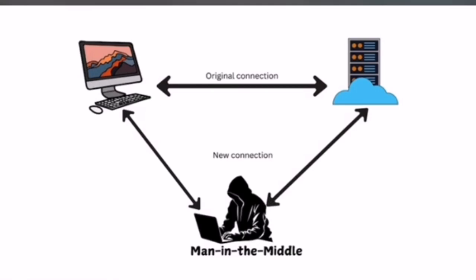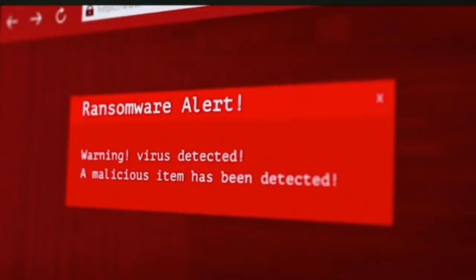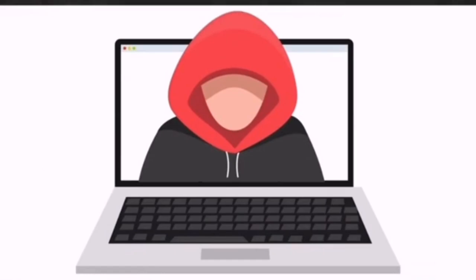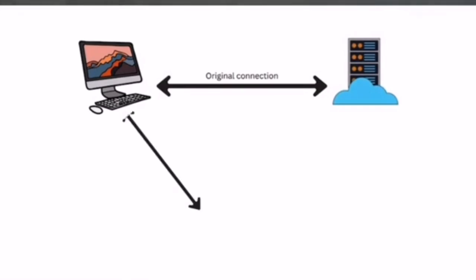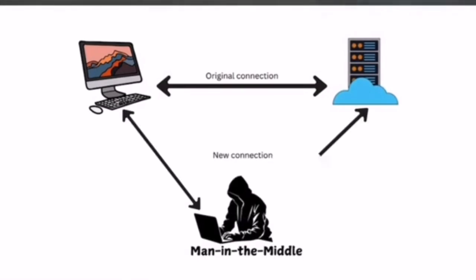Once they've done this, the hacker can see, change, or even insert new data in the conversation. This can be used to steal login credentials, monitor sensitive information, or deliver malicious content, all without the original parties knowing. Some common tools for conducting man-in-the-middle attacks include Ettercap, DSniff, and Cain and Abel. I hope this gives you a clear picture of how man-in-the-middle attacks work and how hackers can use them to their advantage.